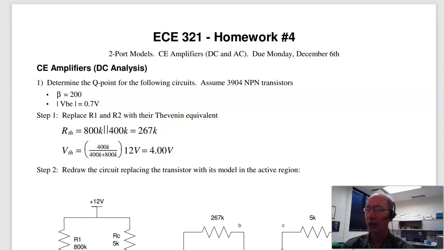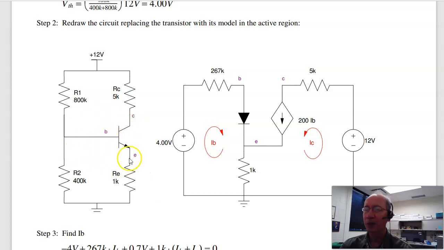Here's the solution to homework set number 4 for ECE 321 Analog Electronics. Here we're looking at transistor amplifiers. The first problem is find the Q point for this transistor circuit.